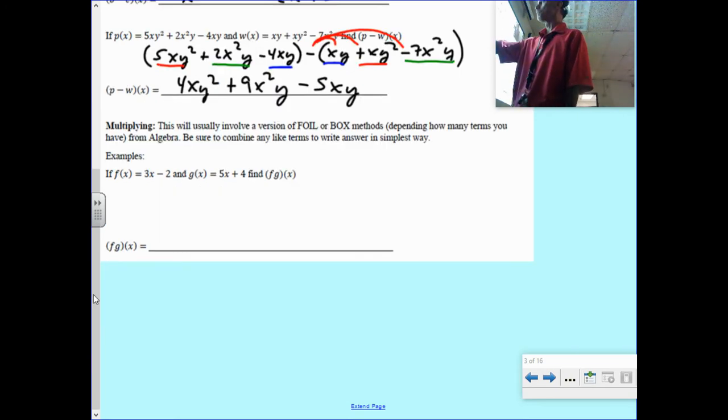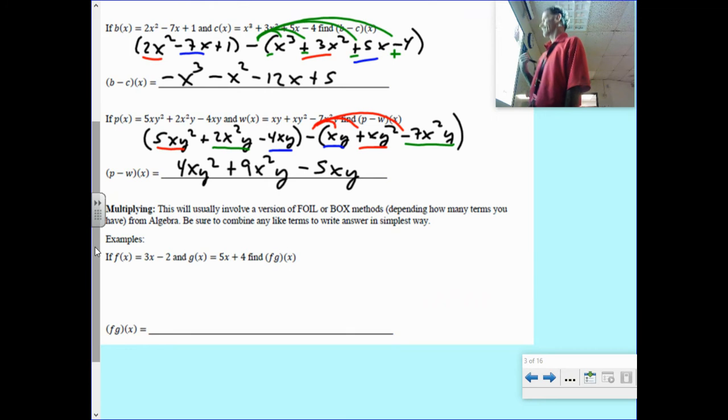Okay? Now for multiplying, again, this is all from algebra. This is using either box method or a version of FOIL or something like that, and just combining like terms at the end. I'm personally going to use FOIL. If you're more familiar with box method, I'll do one of those in class today, or you can come into tutoring and we can go through that. But it's the same process. You're basically multiplying each term by everything in the other equation.